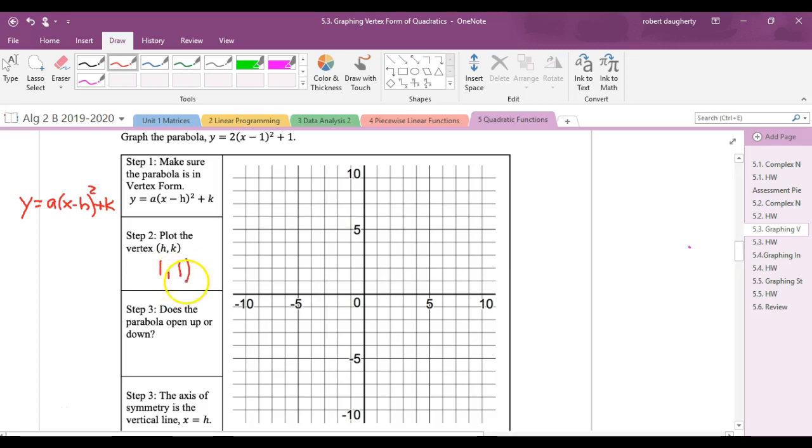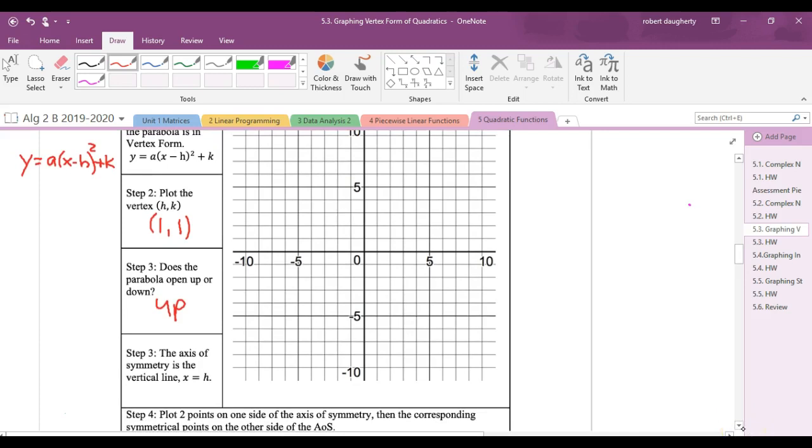It's 1, 1. This formula has a minus built into it: x minus h. The vertex is not minus h, the vertex is h. So this vertex is 1, 1. Does this parabola open up or down? This one opens up. What's the equation of the axis of symmetry? x equals 1 is the axis of symmetry.